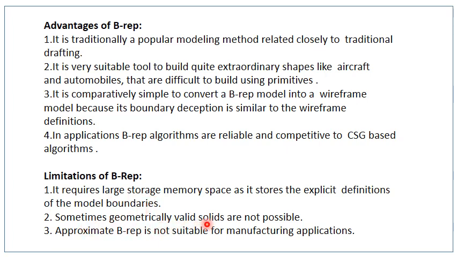Sometimes geometrically valid solid models are not possible. Geometrically valid solids means, like a circle can be made into a cylinder through an extrude operation. So that geometry is a cylinder. Initially a circle is made to form a cylinder through an extrude operation. Similarly, for complex objects, geometrically valid solids are not possible in this boundary representation.